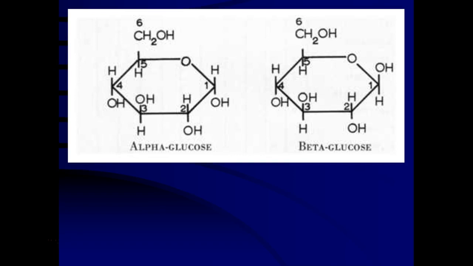So all the carbohydrates that we can digest, that we can use for fuel, are alpha glucose. And the big difference between them is what you see off carbon number 1. Hydrogen on top, hydroxyl group below on alpha; hydroxyl group on top, hydrogen below on beta.